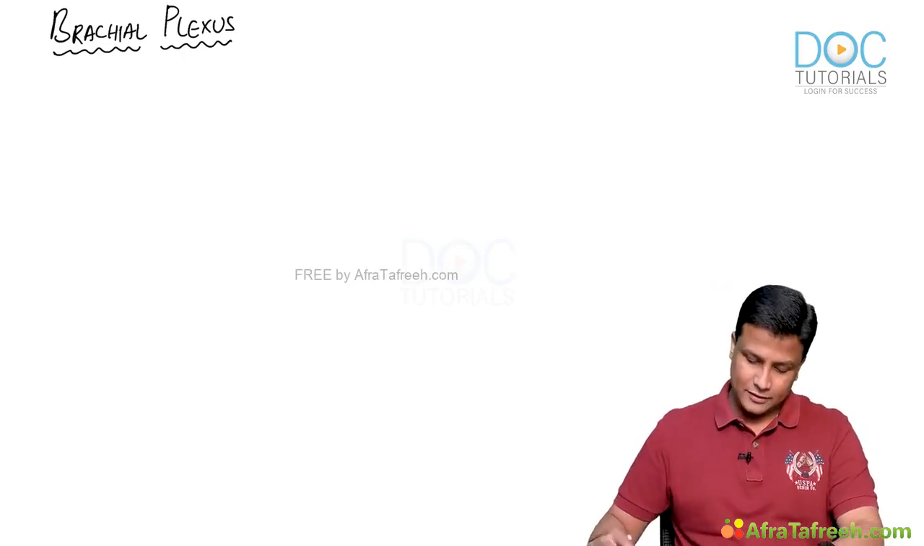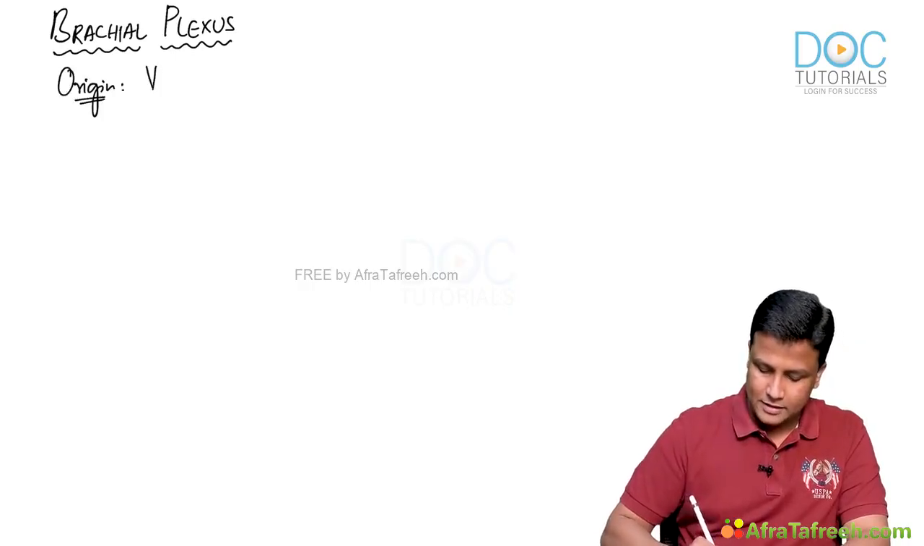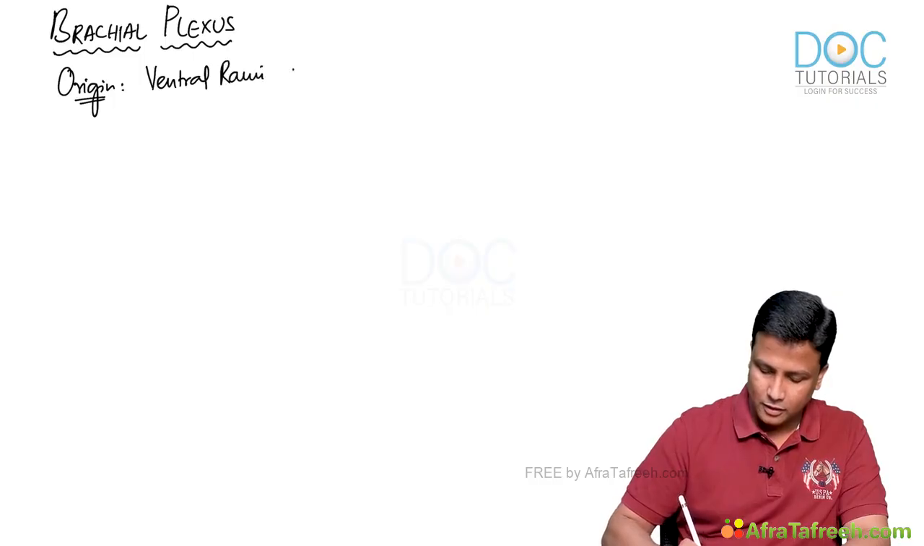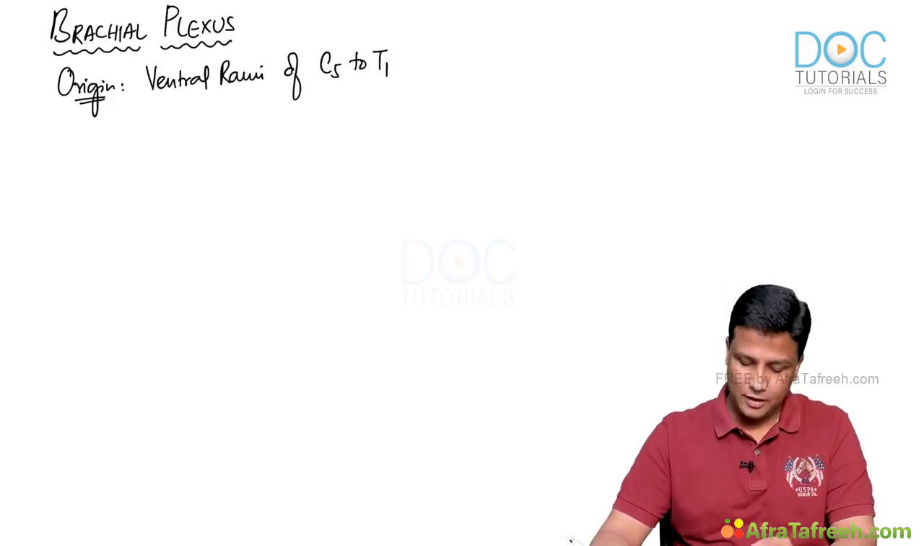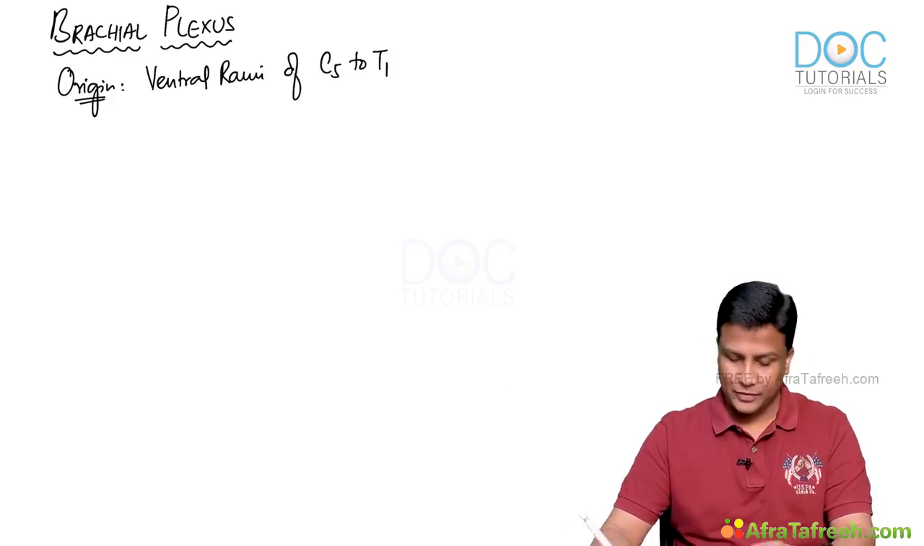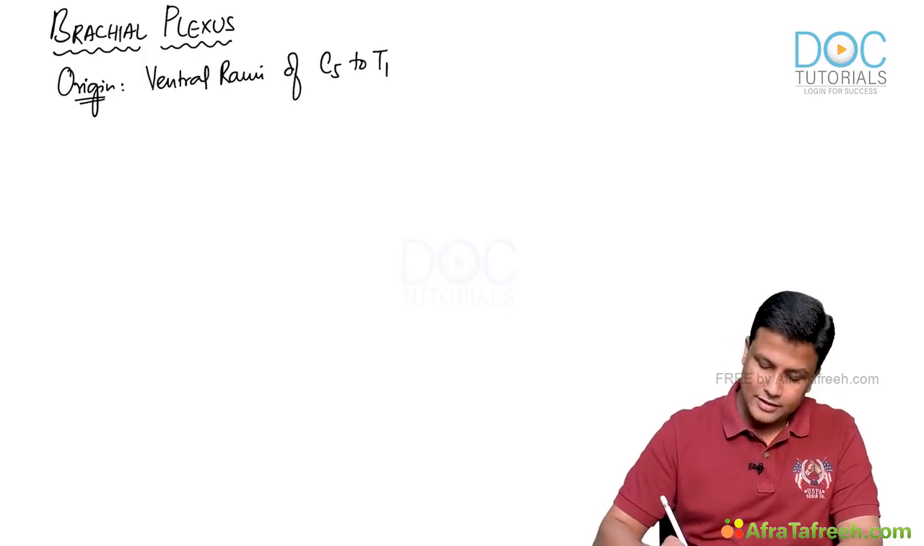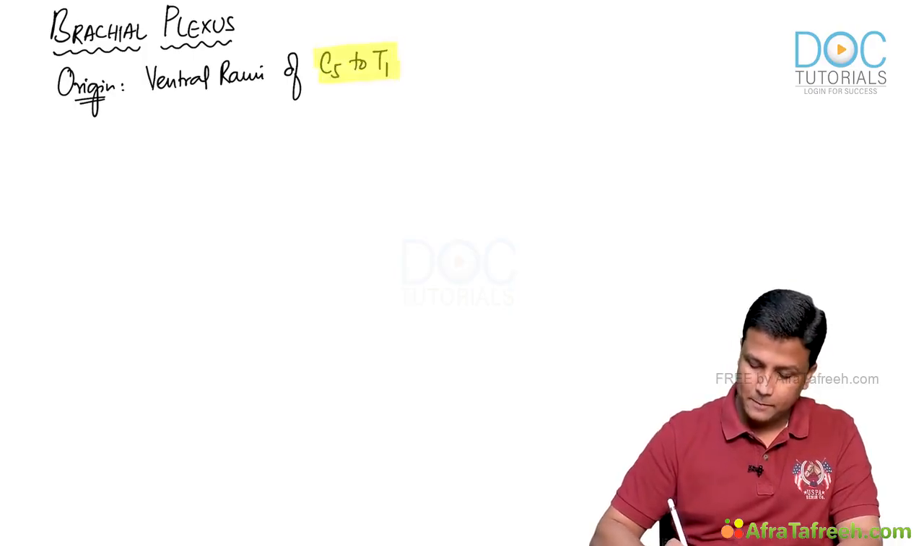In this, the first thing that you have to learn is the origin of the brachial plexus. Brachial plexus, remember, it is originating from ventral rami of C5 to T1. Now in this, first of all, let us try to understand what is this C5 to T1, guys.